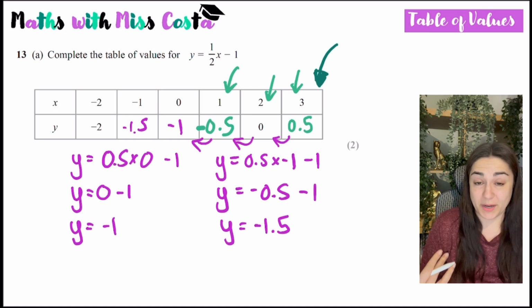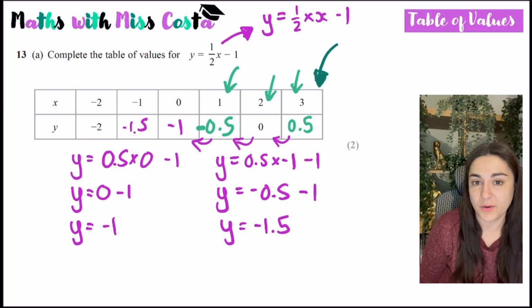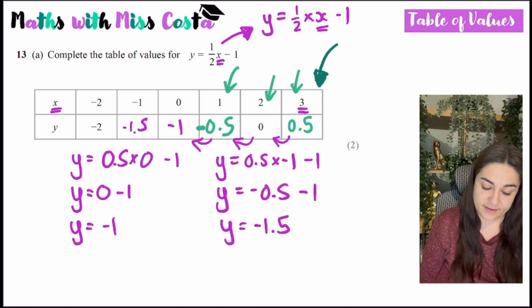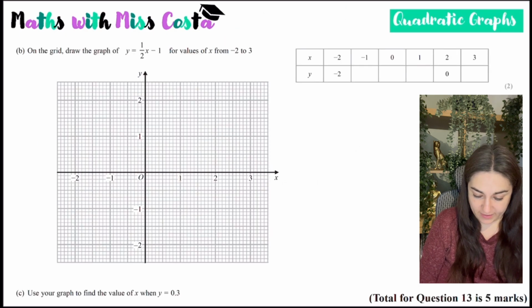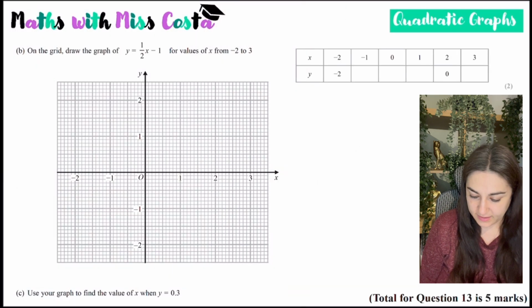So to complete a table of values, think about what the algebra is doing. So you could have left it as a half times by x, take away 1 if you wanted to, whichever works best for you. And then you use these numbers, these are your x values, you substitute them into the equation over here, and then you can figure out what your y value is.